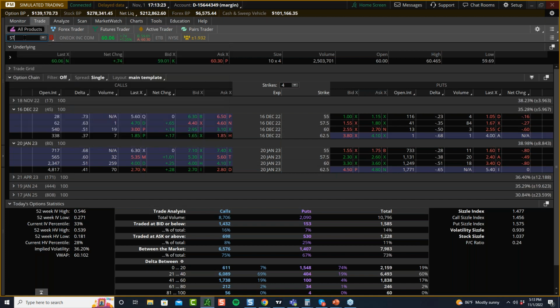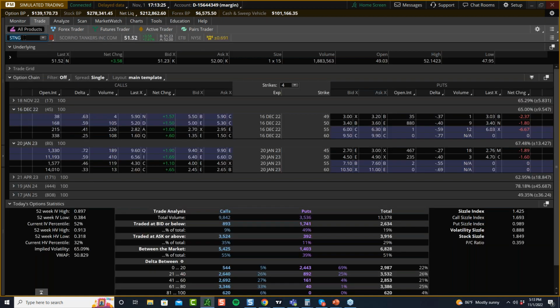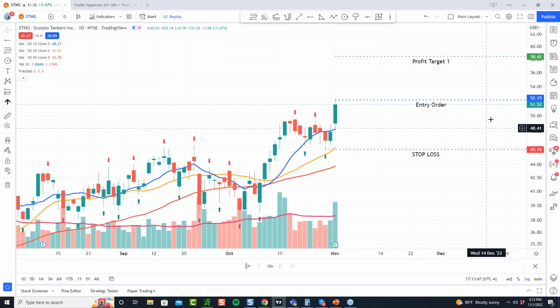So this is Thinkorswim. This is the trade tracking account that we use for all of our classes and signals that I send out. So here's the actual stock, STNG, Scorpio Tankers, right? So at this point, what we're going to do is set up a pending entry. So I'm going to take this date and we're going to set up the trade.